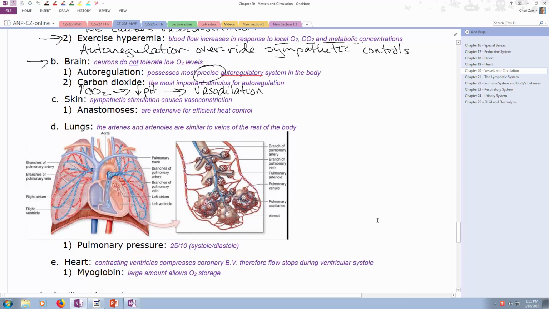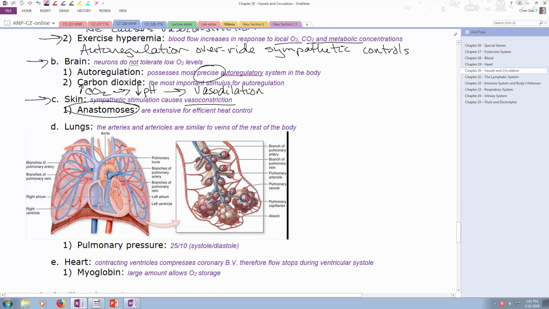The next area that we were going to talk about on blood flow in special areas is the skin. Sympathetic stimulation to the blood vessels of our skin will actually cause very definite vasoconstriction. And we do this because we want the blood from our skin. The skin itself serves as a bit of a blood reservoir because we have so many anastomoses there.